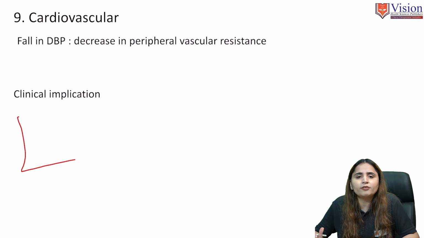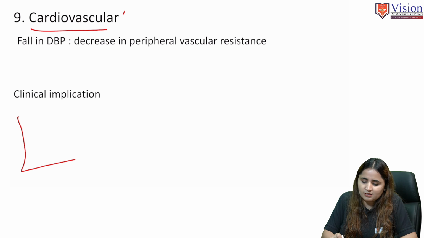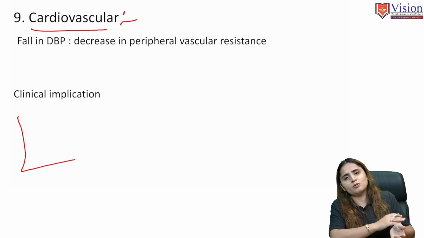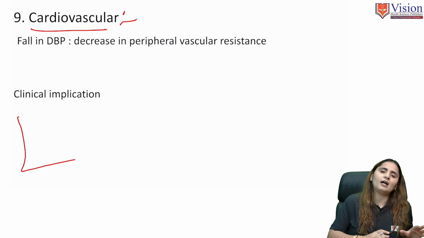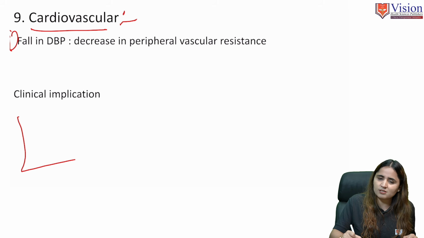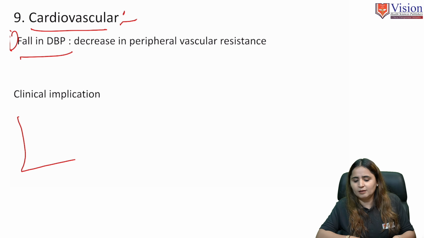Okay. Now further is the cardiovascular system. As the blood volume has increased, definitely it will put stress on our cardiovascular system. हमारे कार्डियो को भी थोड़ा सा काम उसका बढ़ चुका है. So पहली चेंज जो हमारे cardiovascular system में आ गई, it is the fall in the diastolic blood pressure.